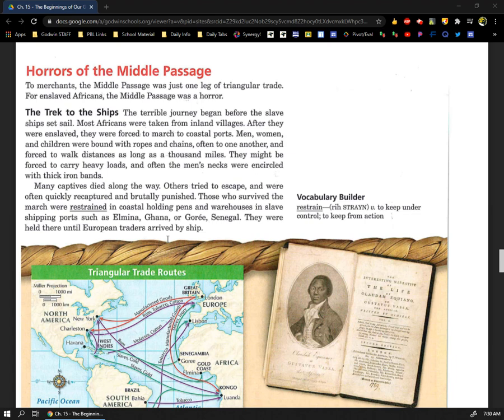Men, women, and children were bound with ropes and chains, often to one another, and forced to walk distances as long as 1,000 miles. They might be forced to carry heavy loads, and often the men's necks were encircled with thick iron bands. Many captives died along the way. Others tried to escape and were often quickly recaptured and brutally punished. Those who survived the march were restrained in coastal holding pens and warehouses in slave shipping ports such as Elmina, Ghana, or Gorée, Senegal. They were held there until European traders arrived by ship.